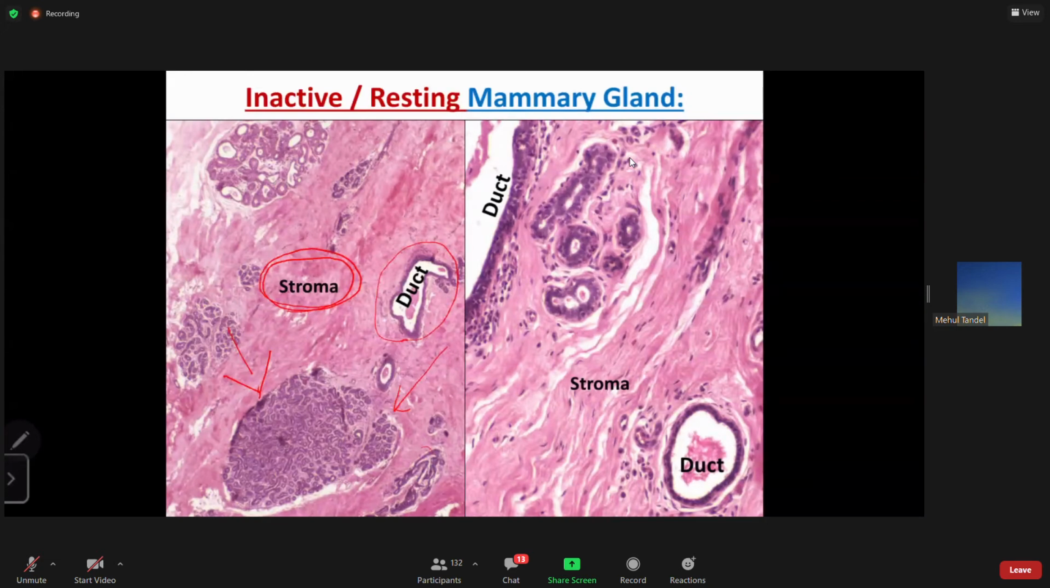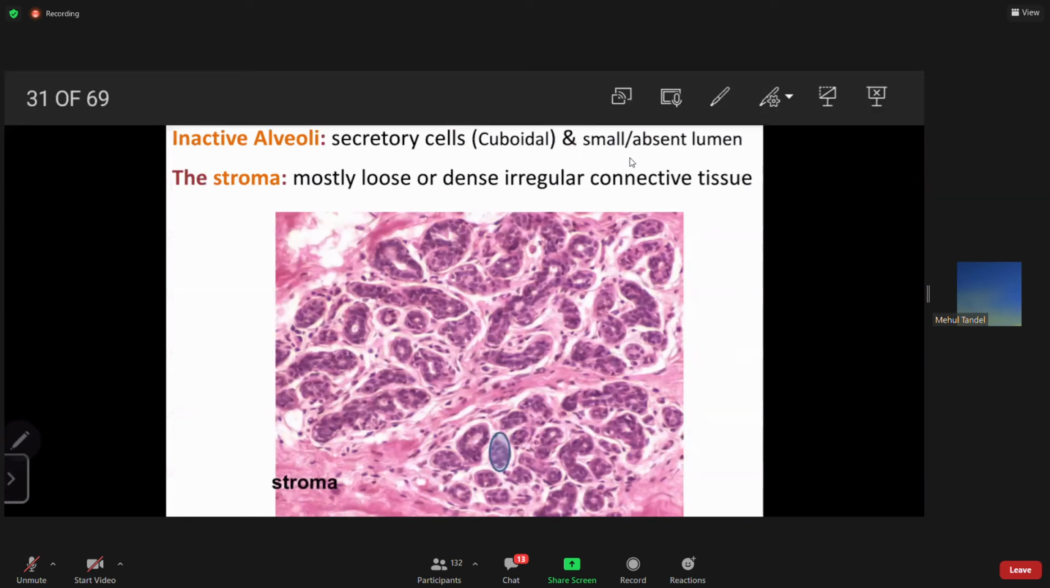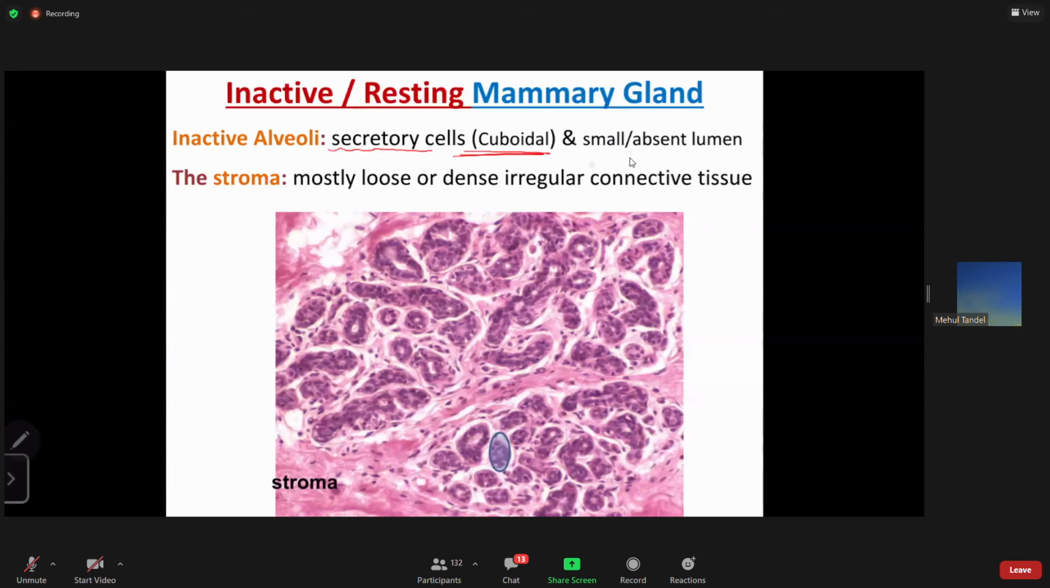Now, the lining cells are mostly polar and the lumen is small or absent. The lumen in the alveoli is very small or absent. Stroma is mostly loose and dense irregular connective tissue. Stroma is more, and it mainly contains loose and dense irregular connective tissue, also adipose tissue. So this is the identifying feature of the inactive or resting mammary gland.